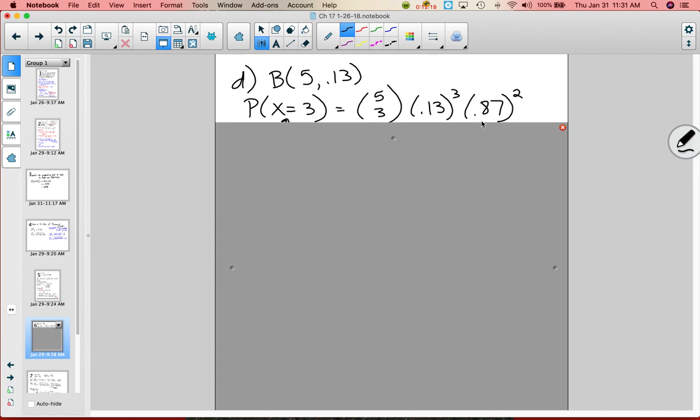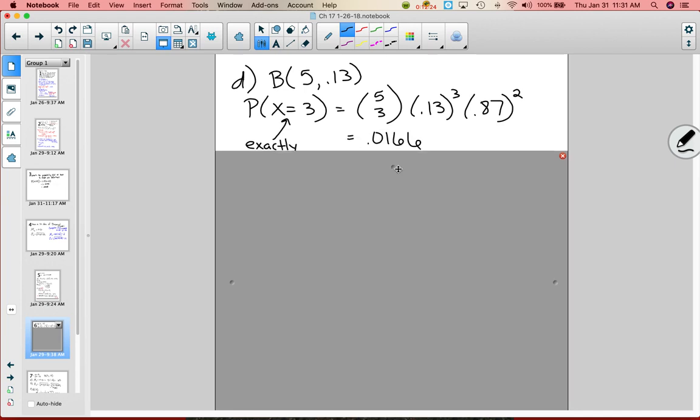Now you'll notice that I used the binomial formula on this one, but you could also work it out, or if you do the binomial PDF on your calculator, you will get 0.0166.